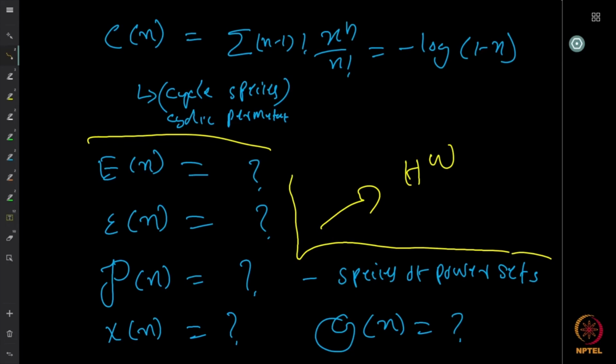Similarly, can you find out the exponential generating function for the species E of sets, the species epsilon of elements, species P of power sets, and species X of singletons, and species G of graphs, simple graphs? So take it as an exercise and try to find out what are the generating functions or generating series.